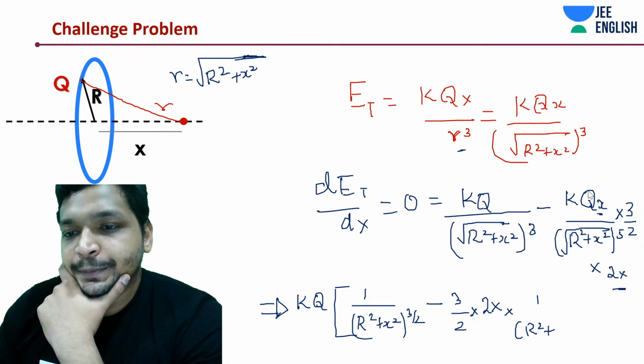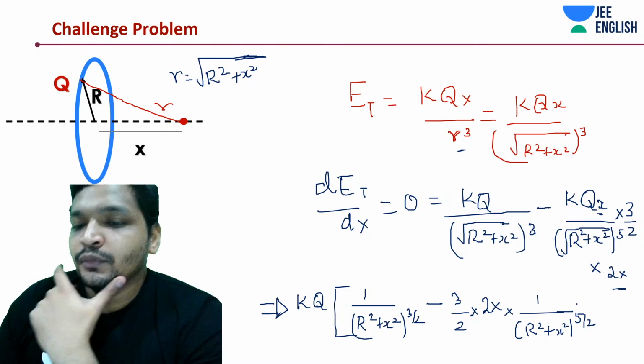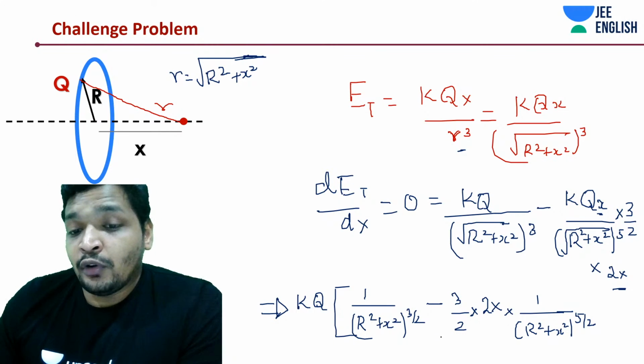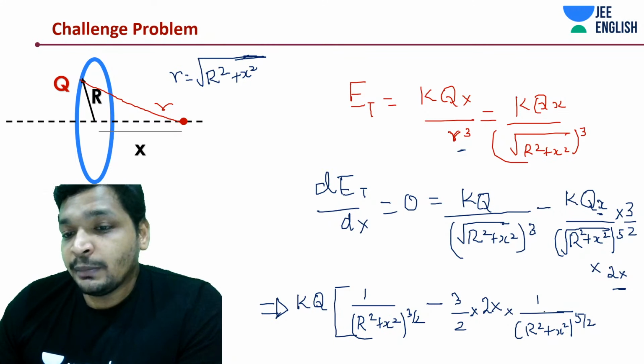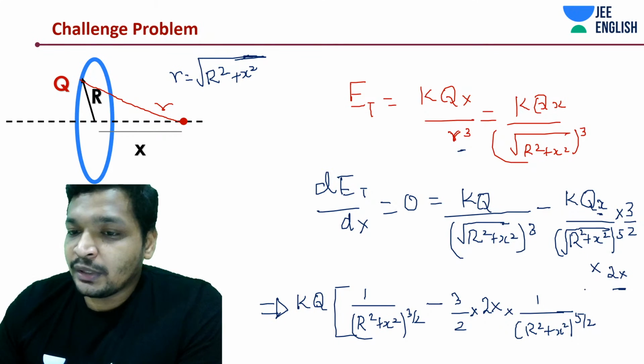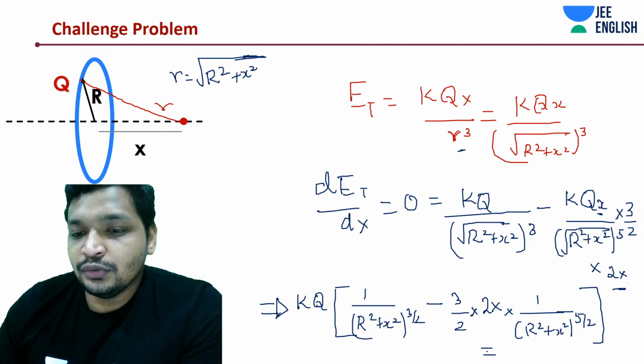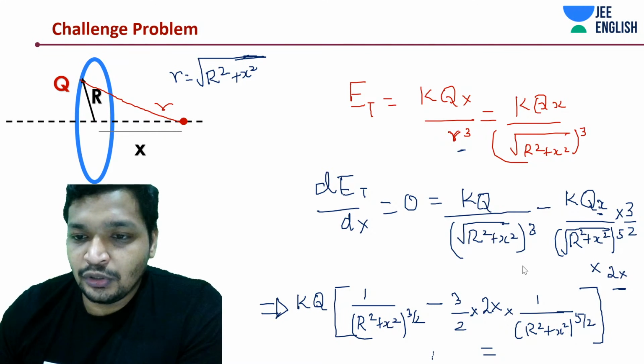Let me correct this part. So I think this is 5 by 2. Now it's clear, right? And you could have also pulled out 3 by 2 outside, and this would just be r square plus x square. This whole thing is equal to 0.